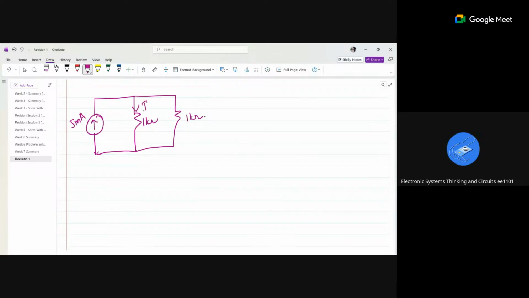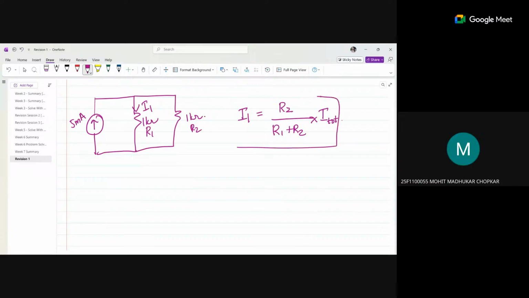What is the current I1? What is the formula? Milliamp. If this is R1, R2, then it will be 2.5. Yes, 2.5, because the voltage across both resistors is the same. This is the current division rule.